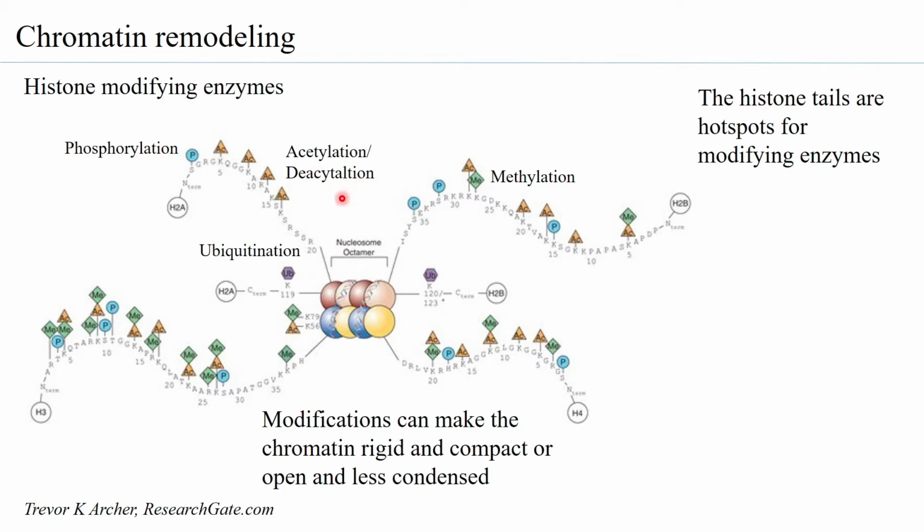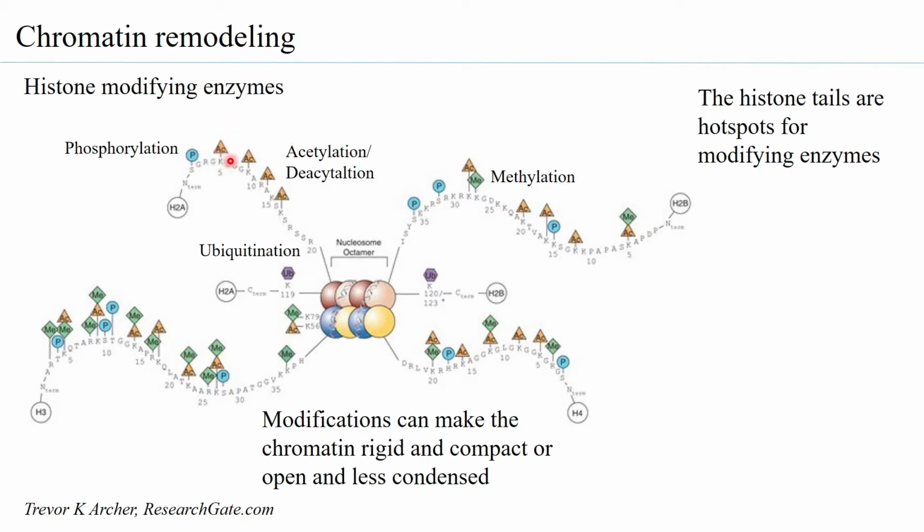And also what has been observed is that these modifications, be it acetylation, deacetylation, phosphorylation, or methylation, can either make the chromatin more rigid and therefore less accessible, or they can make it more open. That means the winding of the DNA around the nucleosome core particle can be loose, and if it is loose, then the DNA can loop out, and if the DNA loops out, then it can be accessible to other non-histone proteins.